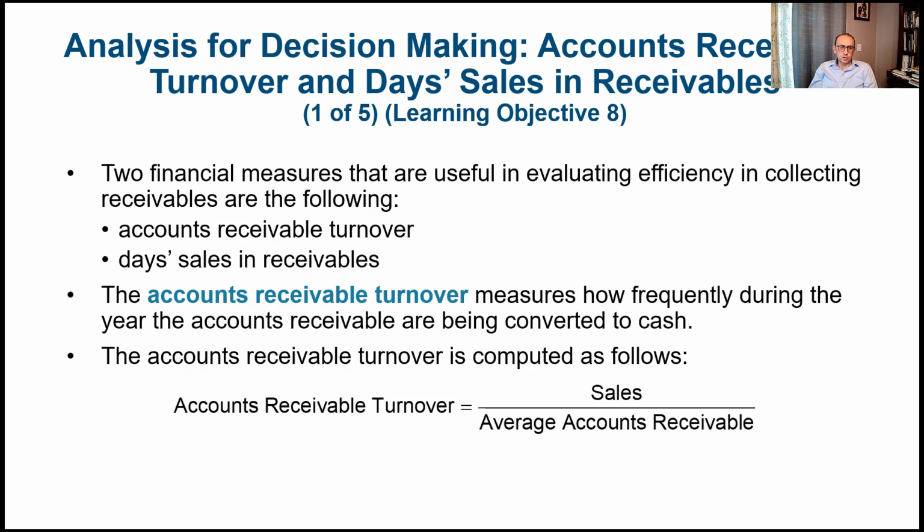Let's start with the first one, which is the accounts receivable turnover. It measures how frequently during the year the accounts receivable are being converted to cash. And it's simply calculated as sales divided by average accounts receivable. Sales is an account that we see in the income statement. Accounts receivable is an account that appears on the balance sheet. When we see the word average, please remember that we get the beginning of the year plus the ending of the year, divided by 2. And what is the beginning of the year? That's the ending of last year. So basically we take the ending of last year plus the ending of the current year, divide them by 2, and that's how we get the average.